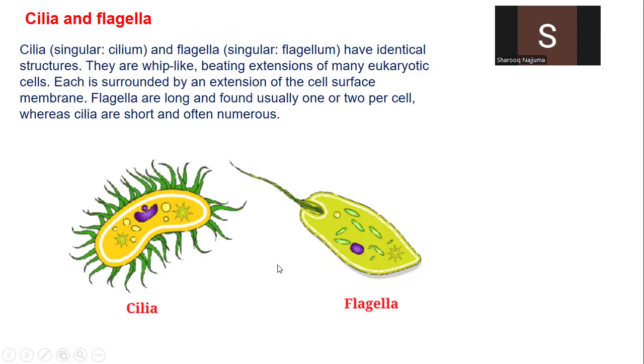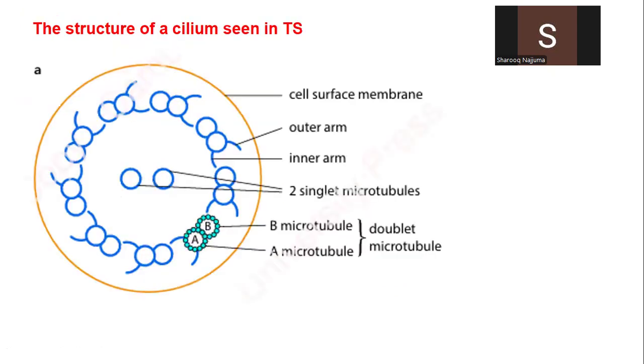So we are expected to be able to describe the structure of a cilium. You are excluded from describing the structure of a flagellum, but at least you should be able to describe that of a cilium. So this is the structure of a cilium in transverse section.